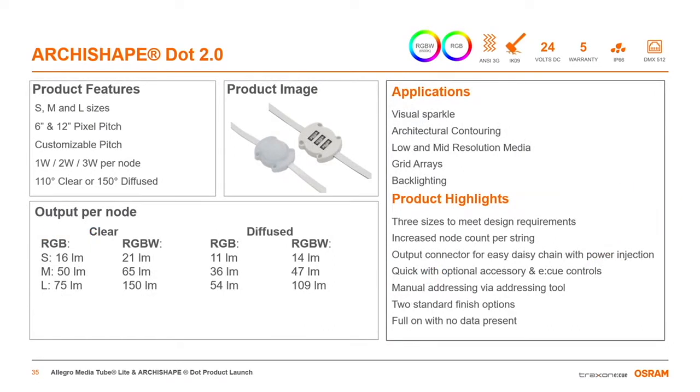ARCHISHAPE Dot has been tested to withstand harsh vibrations and is ANSI 3G, and is also rated IK09 impact resistance for both the clear and diffused lens offering. Now, an important feature to the ARCHISHAPE Dot is the cabling architecture, which allows daisy chain connections between units while injecting power, simplifying and expanding data runs.